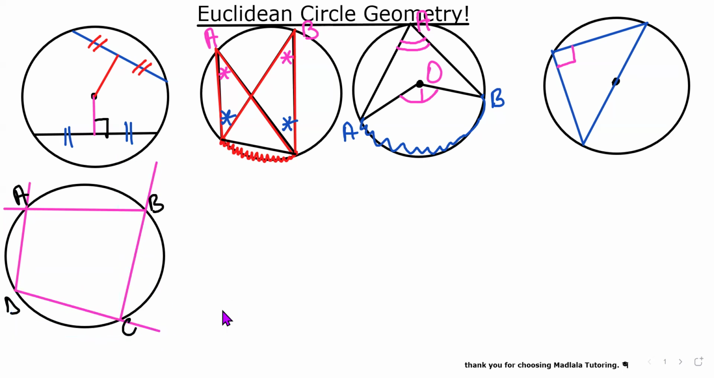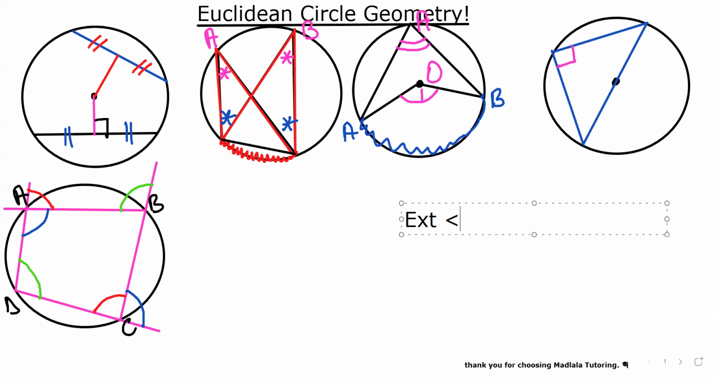I'll show you when it is not. You can extend on all sides. That's perfectly fine. But this is what you need to know. This theorem says an exterior angle of a cyclic quad is equal to the interior opposite angle.